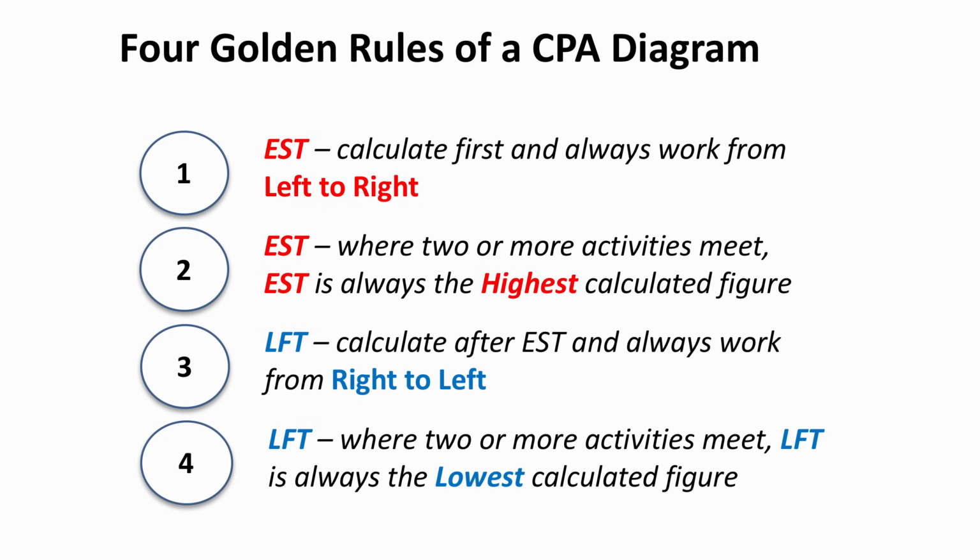Always start from left to right to calculate earliest start time, or EST. Where 2 or more activities meet, the EST is always going to be the highest figure because we have to wait for the longest activity to be completed. And then when we finish the EST, that gives us the completion time for the project. We can then work backwards to find the LFT and identify where there is some float in the activities.